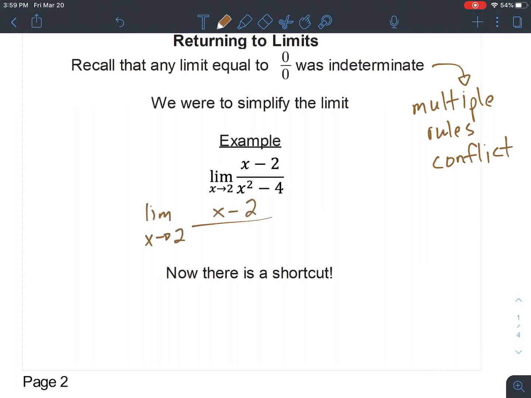This one right here in the middle, remember that we would factor the bottom. We get x plus 2 and x minus 2. Then we saw that the x minus 2's would cancel. We would put 2 in for x, and we would get 1/4 as our answer. Well, now we've got a better way that doesn't involve simplifying, or I guess it would be simplifying in a different way.